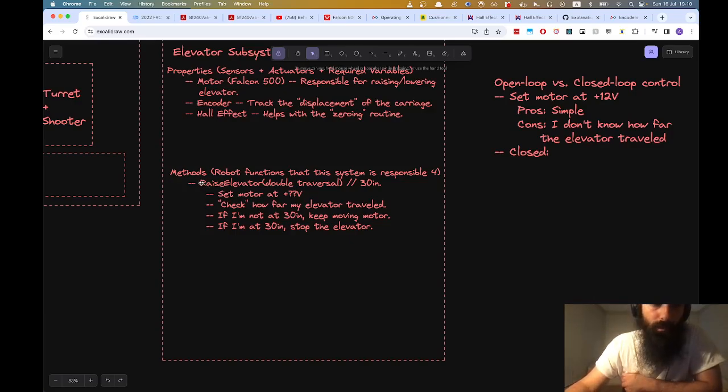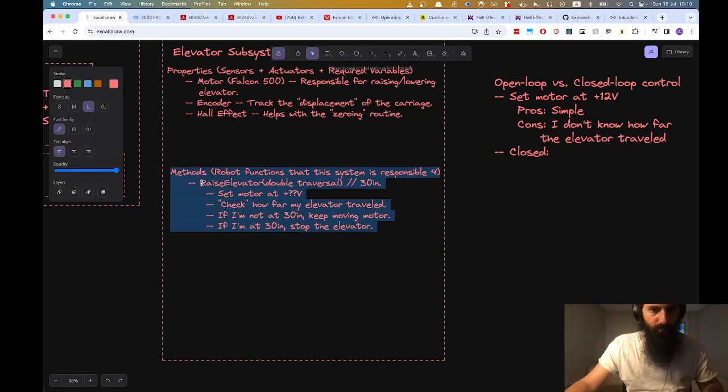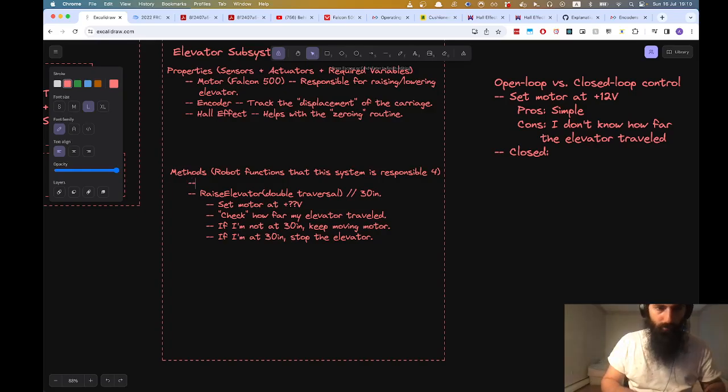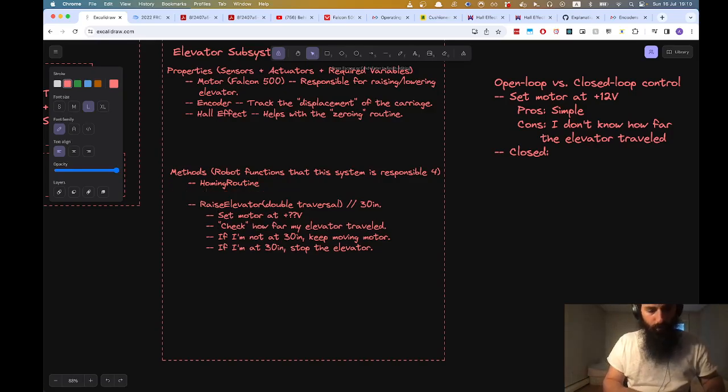So what are the methods that we care about on an elevator? The first method that you care about is right at the beginning of the match. We want to home. A homing routine, right? We want to perform a homing routine, the point of which is to reset the carriage to a known location.